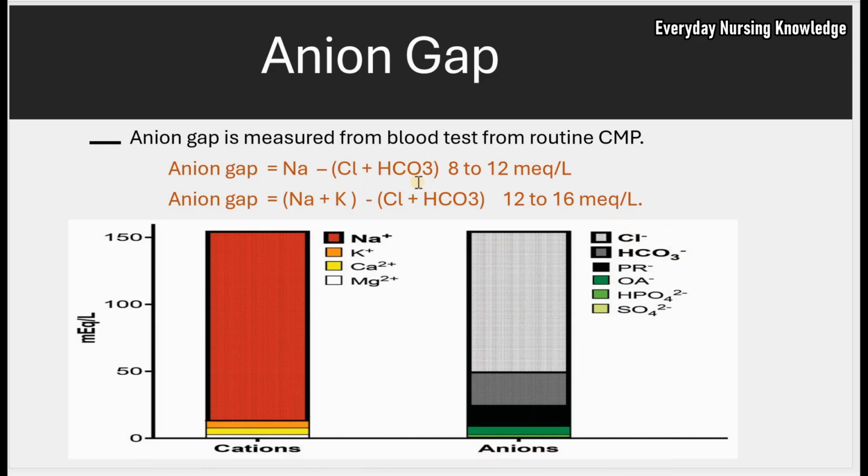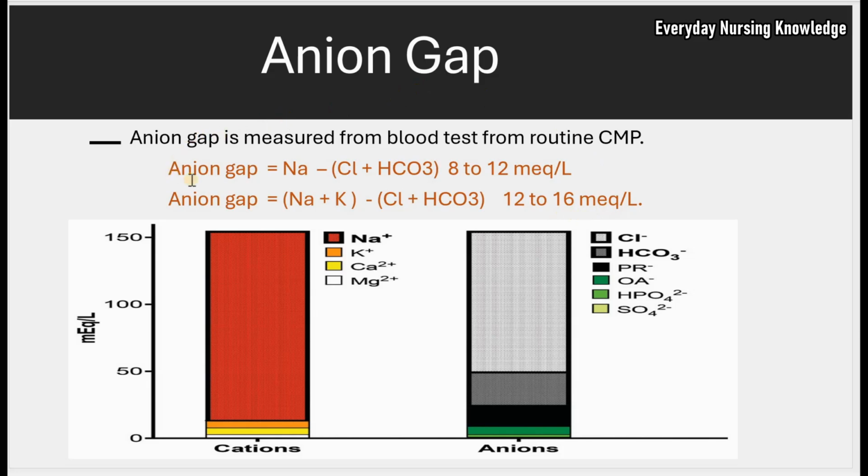So sodium minus chloride plus bicarbonate gives a value of 8 to 12 milliequivalent per liter. If potassium is added, then sodium plus potassium minus chloride plus bicarbonate gives a value of 12 to 16 milliequivalent per liter. So always refer to the lab values.